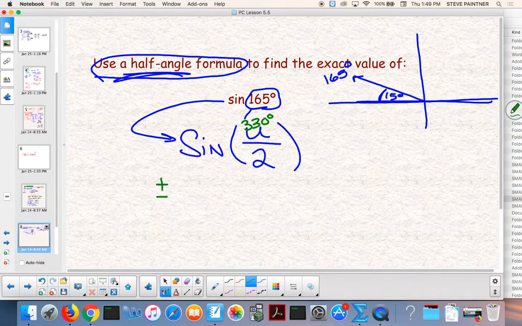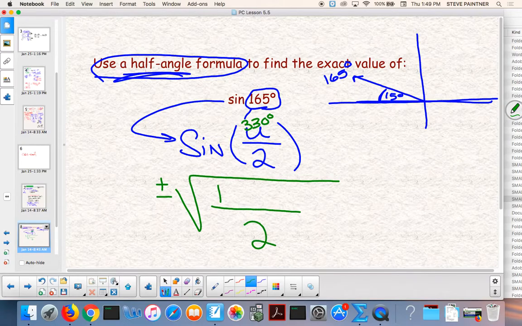What's the formula? Somebody help me. Plus or minus square root of 1 minus cosine of x over 2. Of x, but I used u, sorry. Okay. Guess what u is? Yeah, it's 330. You don't even look at that 165 because you replaced u with 330, so that goes here. All right?